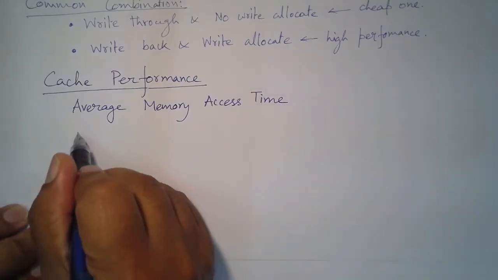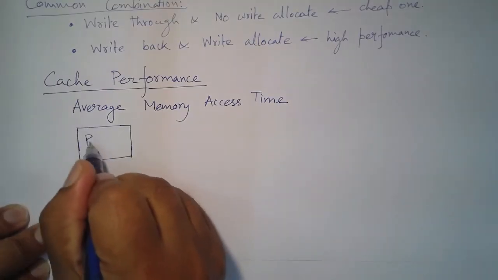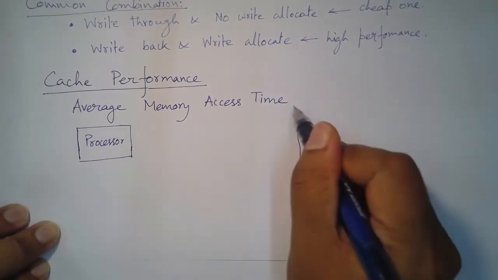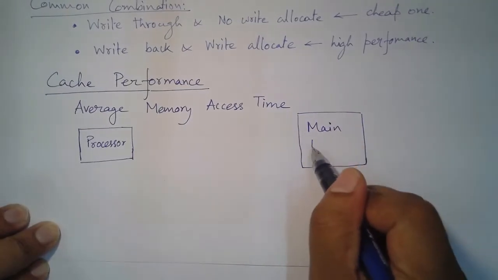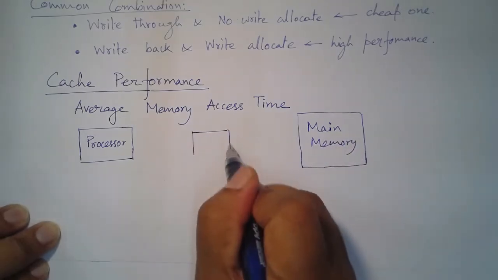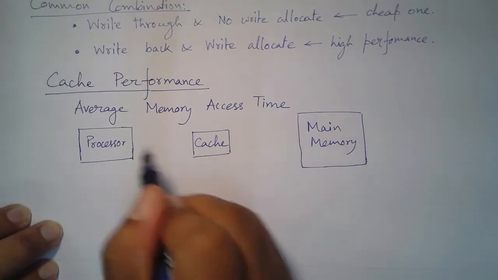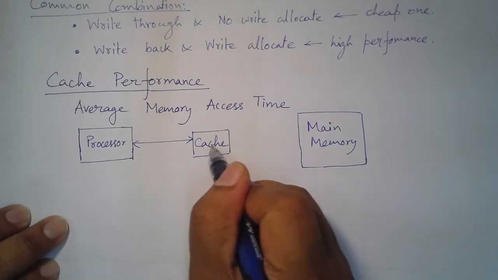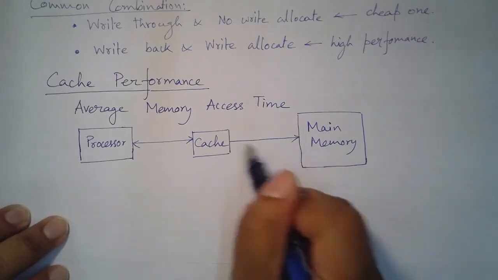So just to recall, we have our processor and the main memory. Okay, and in between we have our cache. Now the processor will try to get the data from cache, and the cache, depending on whether the data is available, will respond. If the data is not available, the cache will try to get the data from memory.